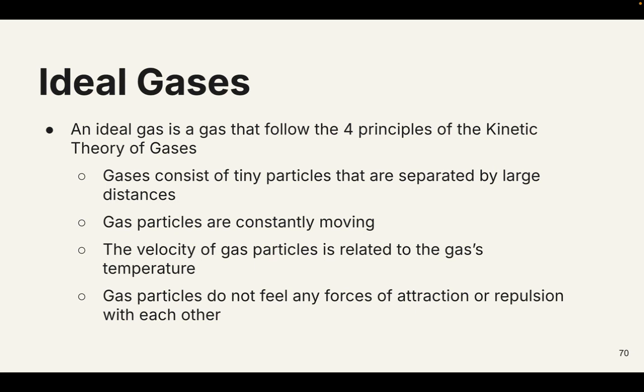Gas particles are constantly moving. We know that they're also hitting the sides of their container, which is what we measure as pressure. The velocity of gas is related to the temperature. Gas particles do not feel any forces of attraction or repulsion with each other, or in other words, they don't form IMFs with each other. And so that removes things like gas particles potentially clumping together and the pressure being different than what you expect. So really, an ideal gas is ideal because it removes a lot of variables that would make mathematical calculations very difficult.